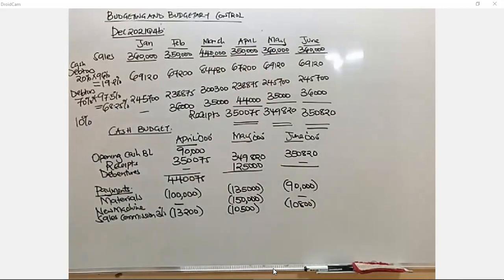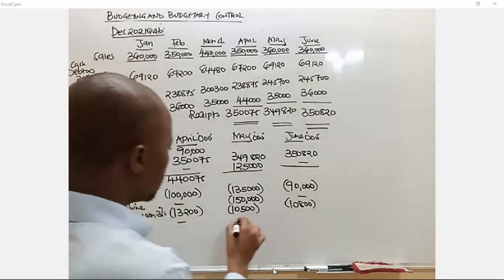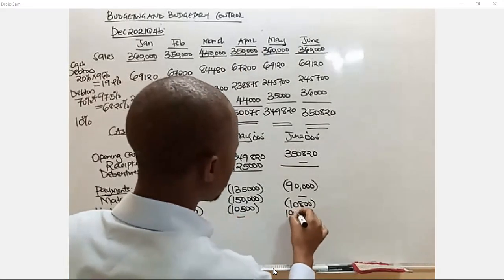Then next one. A dividend of 100 million is to be paid in June. So we have some dividends to pay. The dividends of 100,000 will be paid in the month of June.